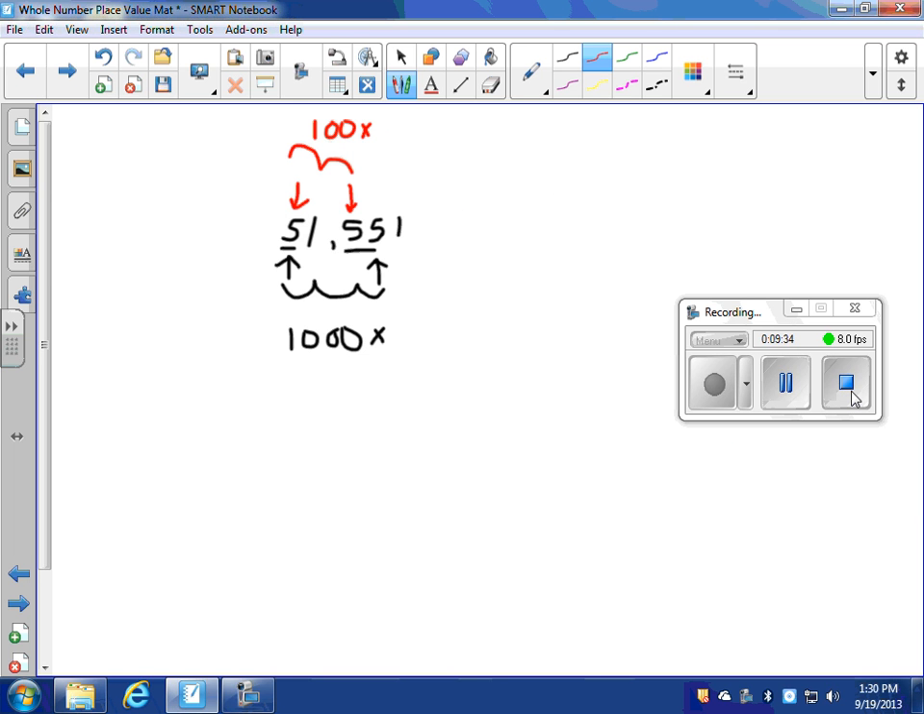Alright guys, I hope this helps. This is a real brief lesson on place value, and we'll continue to work moving on to multiplication soon.